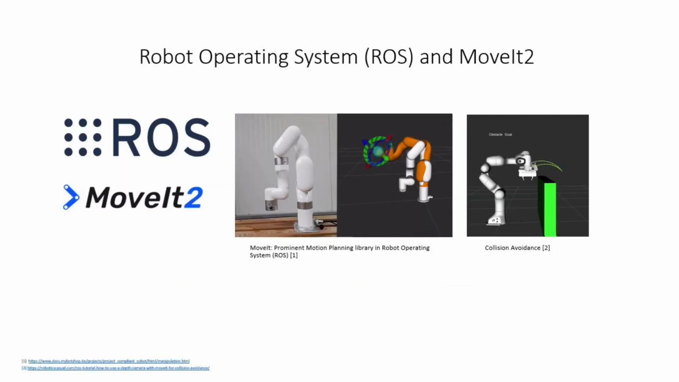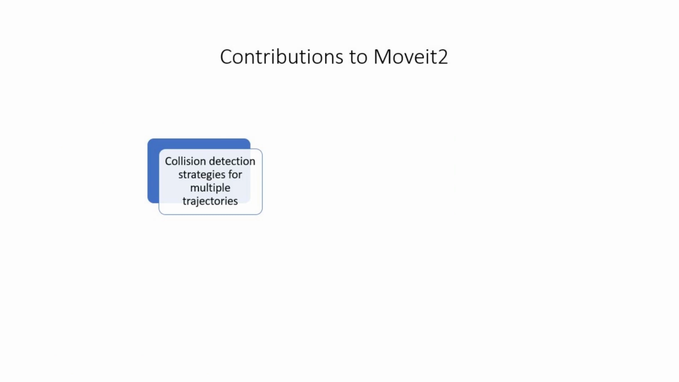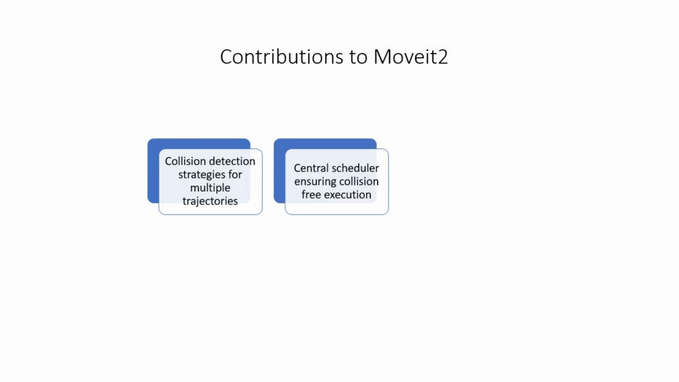In this work, we propose a method for asynchronous execution in MoveIt, which is the prominent planning and execution library in Robot Operating System. To support asynchronous execution, three changes were introduced: the collision detection strategies for multiple trajectories, a central scheduler ensuring collision-free execution, and online collision detection.